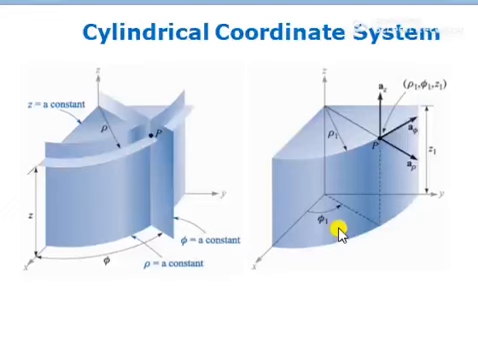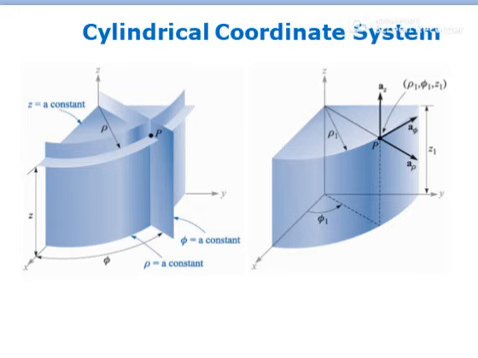Hello students, today we will discuss the second coordinate system, that is, the cylindrical coordinate system. The circular cylindrical coordinate system is the three-dimensional version of the polar coordinate system.